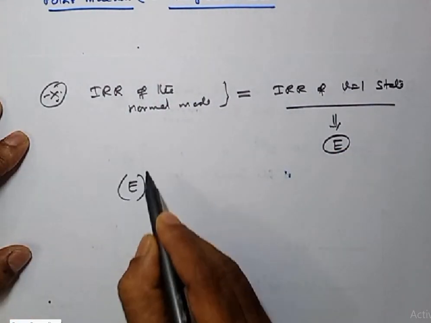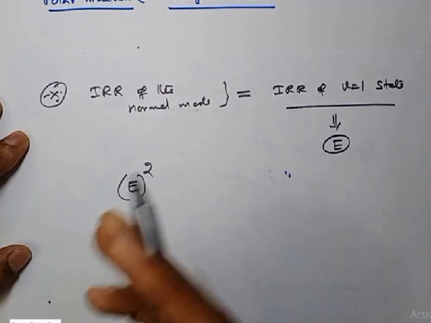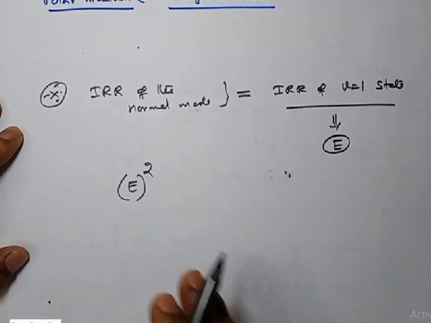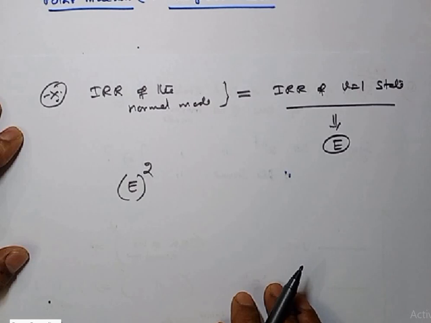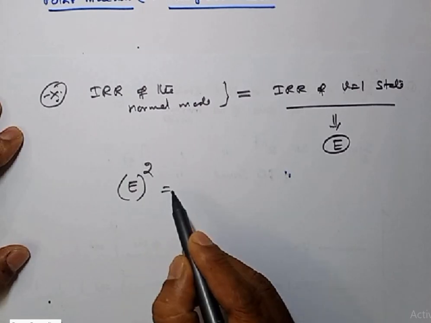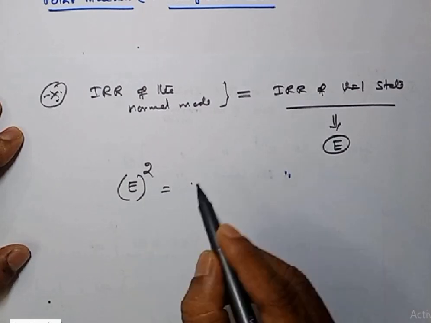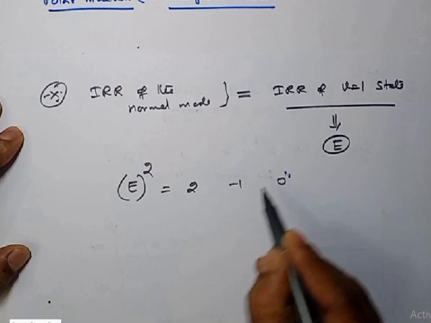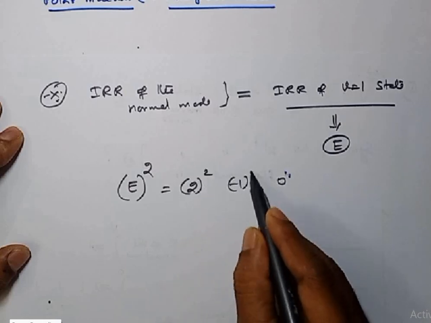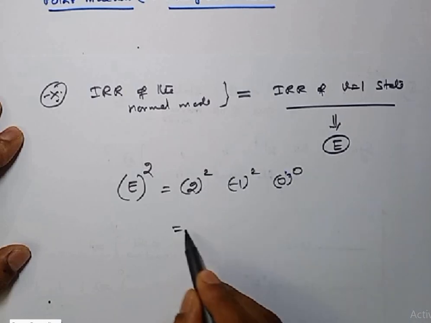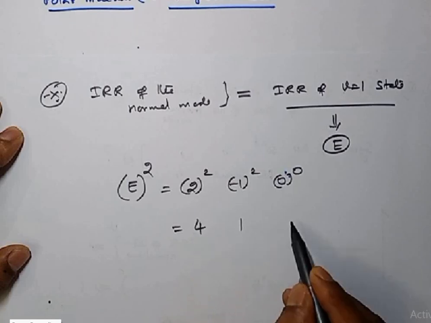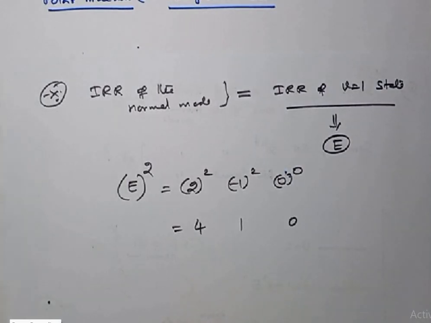Now you put E power 2 to get the irreducible representation for the next state. E characters are 2, minus 1, 0. If you take the square, I'll get 4, 1, 0. 4, 1, 0 are the characters. Now in which irreducible representation do they belong? This is actually reducible, correct?